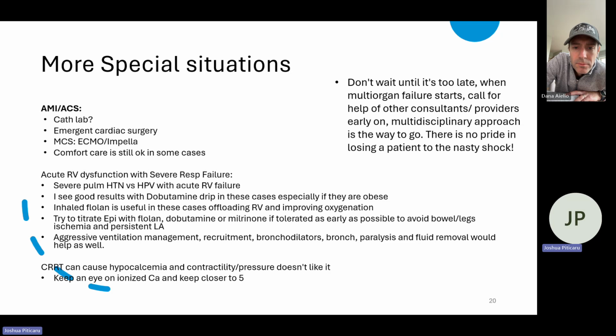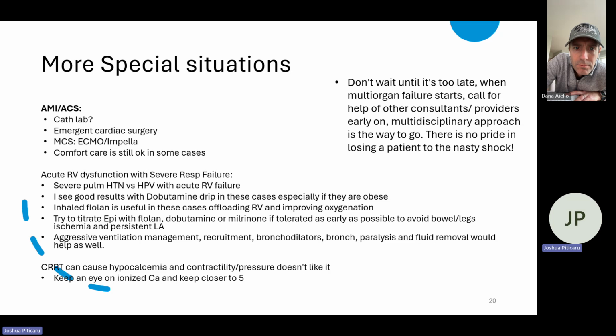Try to titrate epi down as soon as you can. That's the second thing I wanted you to remember from this lecture. I feel like epi is just a monster, and I hate it so much. You probably know already. Titrate epi with Flolan, with dobutamine, or milrinone if the pressure tolerates, right? Sometimes the pressure doesn't tolerate that. You're trying to avoid bowel and leg ischemia and persistent lactic acidosis.